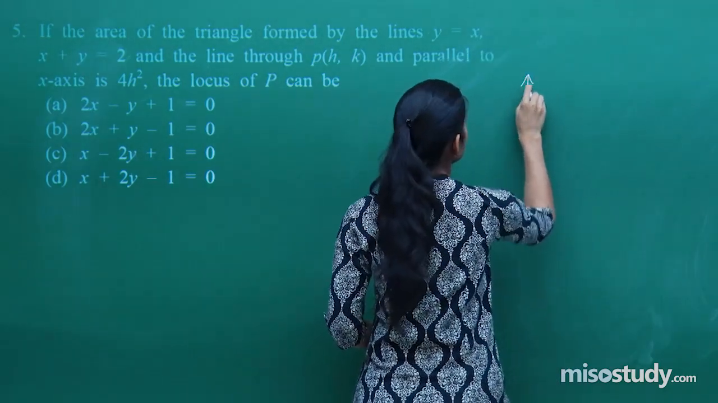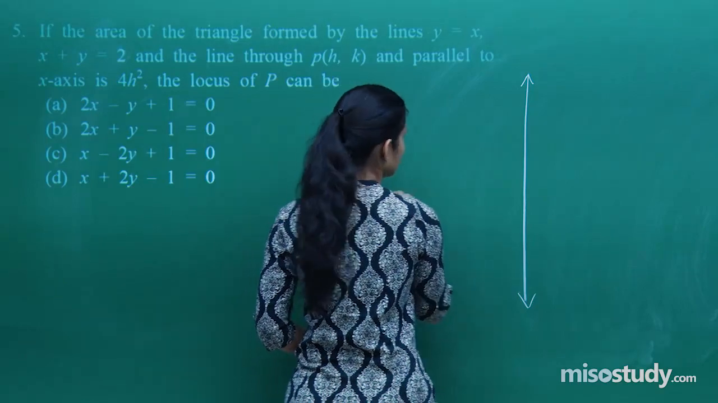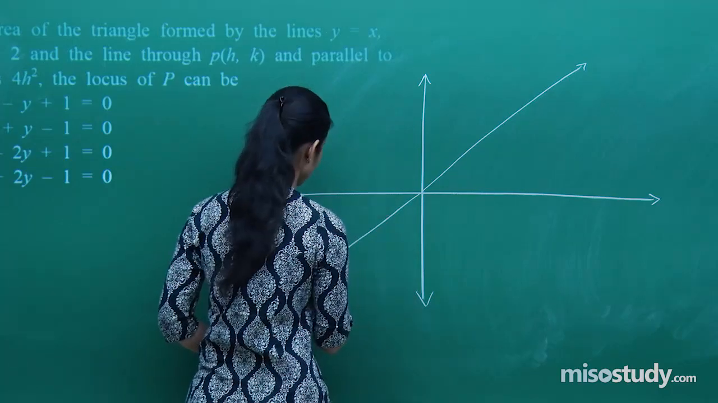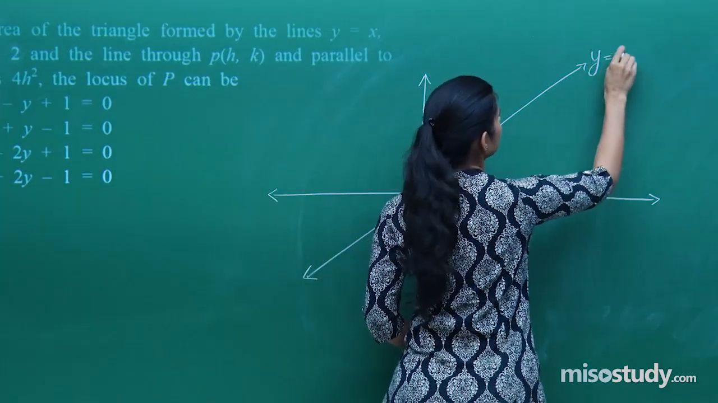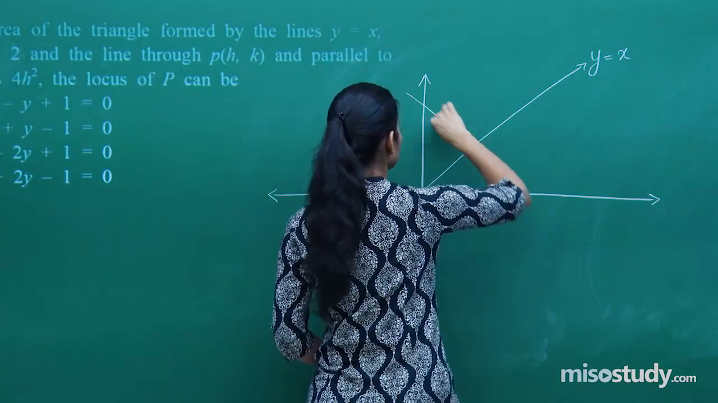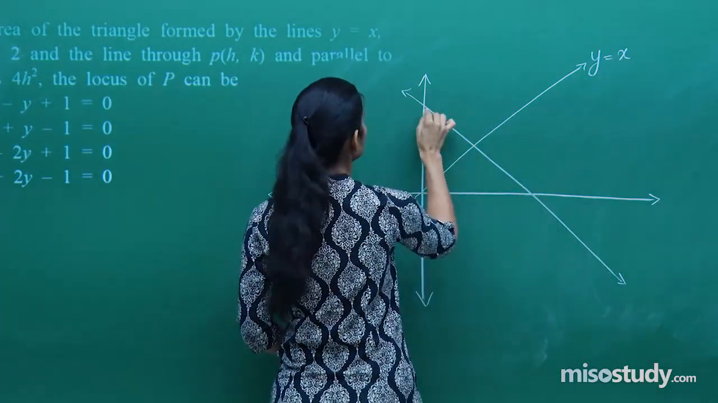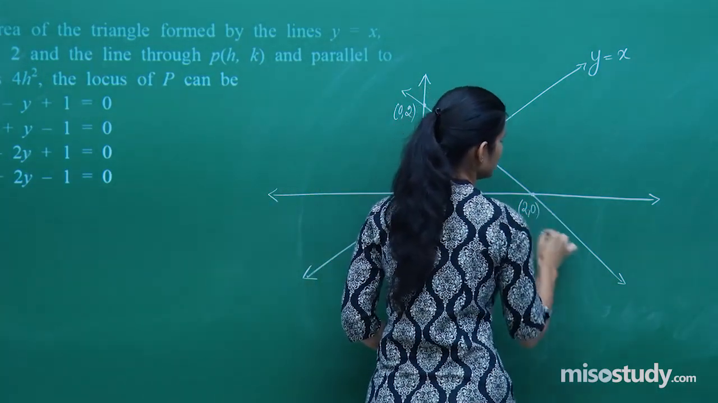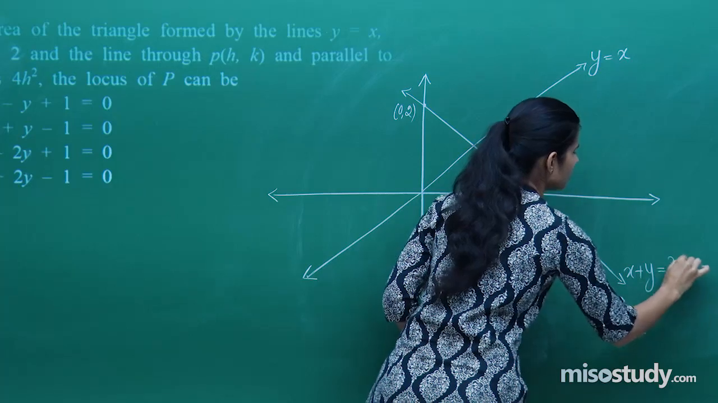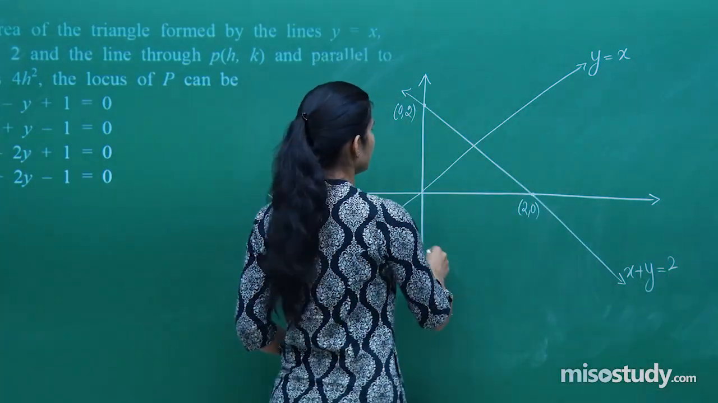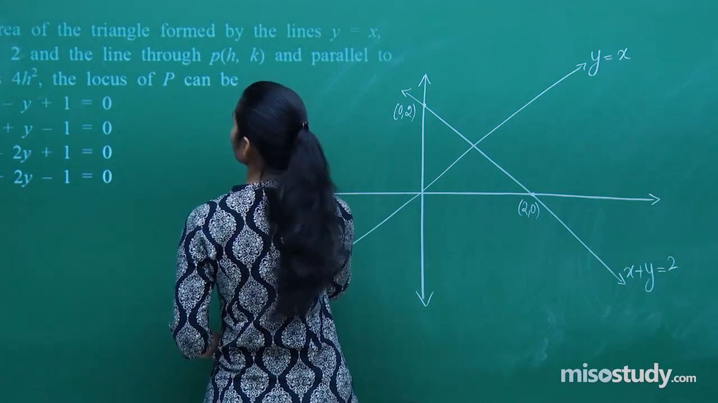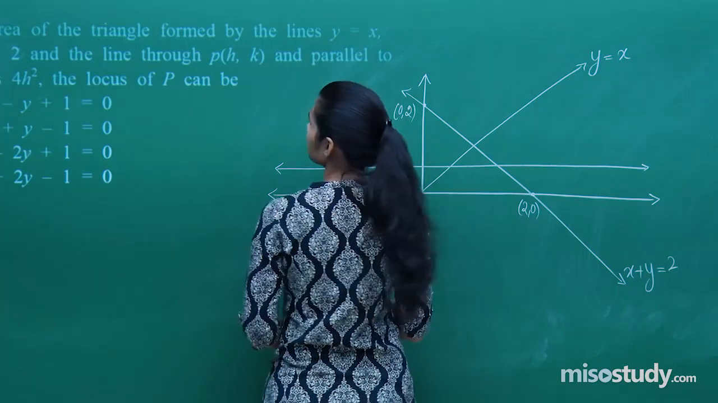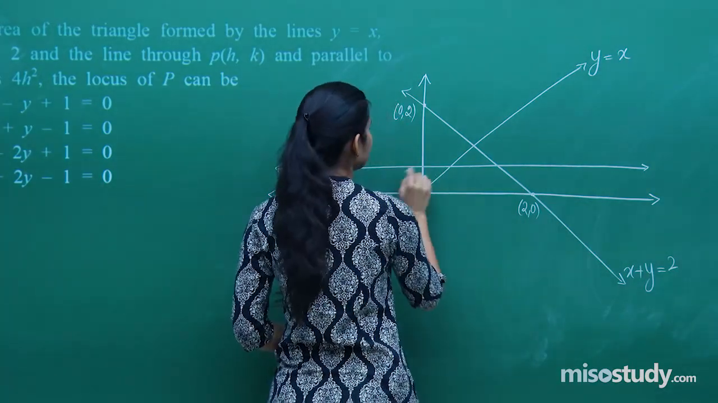Okay, so let's try to understand the scenario. y equals x, this is y equals x, x plus y equals 2, this point is 0 comma 2, this point is 2 comma 0, fine, and there is a line which is parallel to x-axis. This is the line parallel to x-axis passing through the point h comma k.